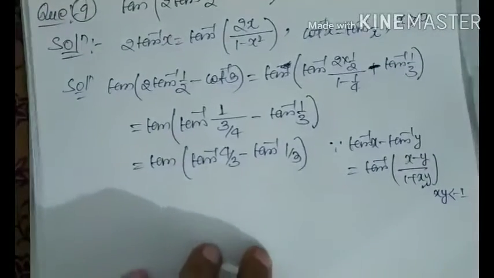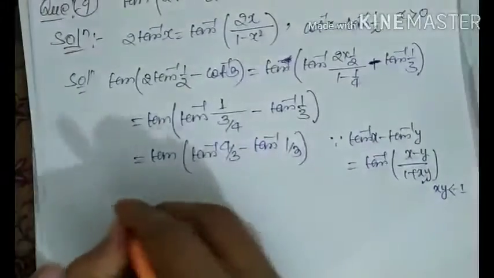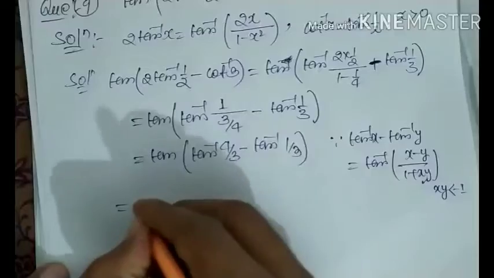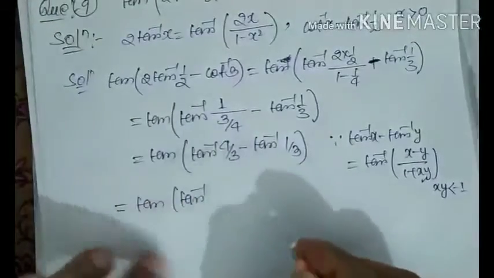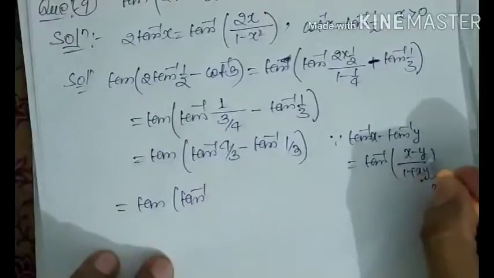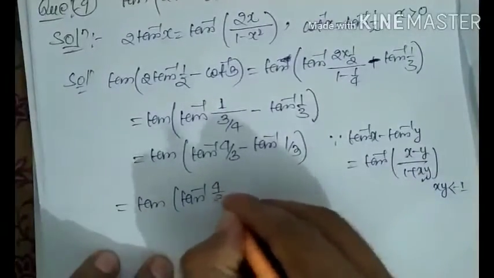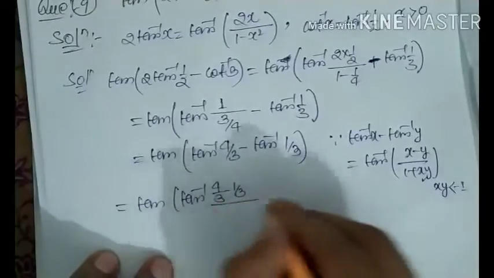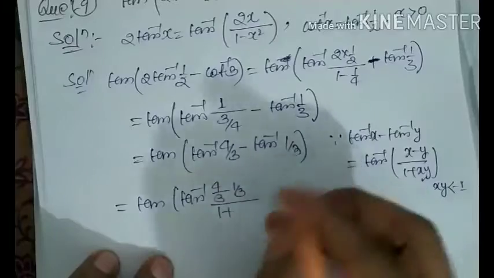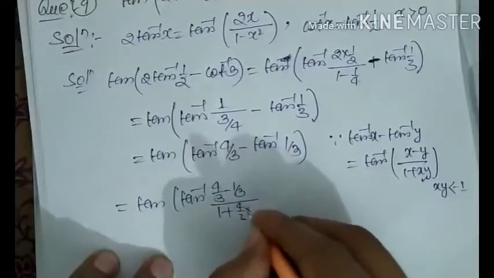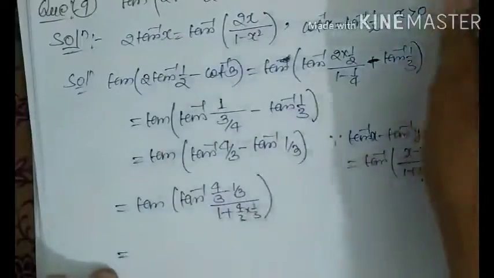Then we can use here this formula. It will become tan of tan inverse x minus y, meaning 4 by 3 minus 1 by 3, upon 1 plus the product of x and y, meaning 4 by 3 into 1 by 3.